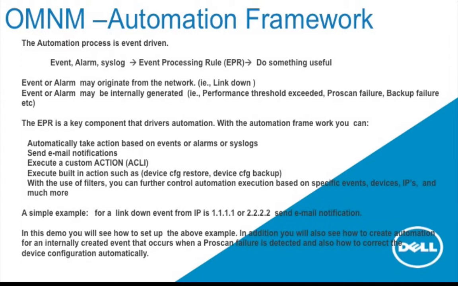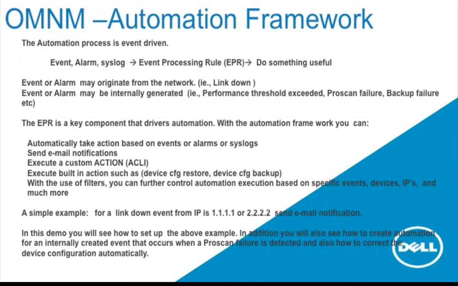And then events may also be internally generated. So for many of the actions or activities that happen in the system, we're going to generate a Redcell event, and it's essentially an internal alarm that you can also trigger an EPR with. Examples of these include performance thresholds exceeded on a performance monitor. If you exceed some preset limit, it's going to generate an event that you can trigger some sort of action or automation on.